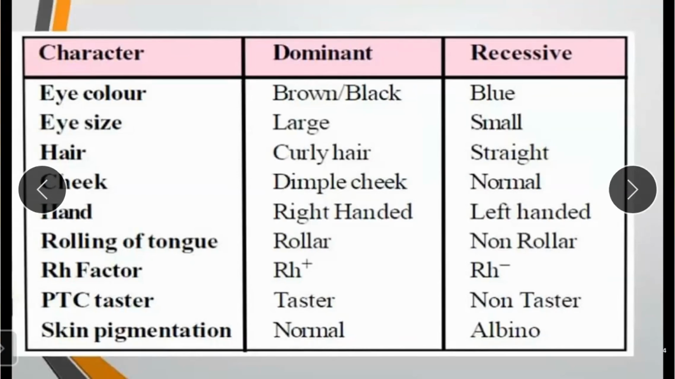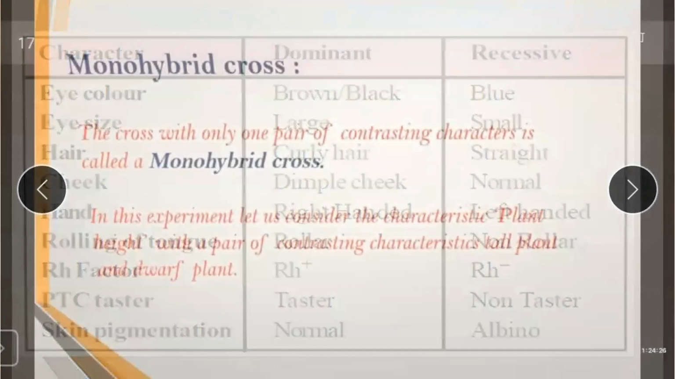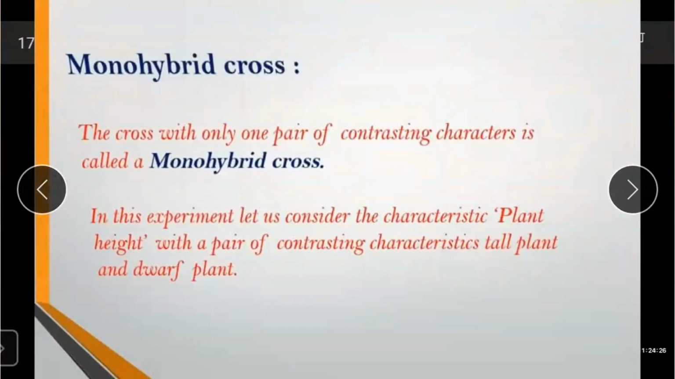Now about skin pigmentation also. Mostly in the dominant case, the skin pigmentation is normal. We can identify these as normal, but some in the recessive are albino. Albino means whose skin color is different. They are mostly whitish, not fair, more white, and look very different. So they come in the recessive. Now you understand what is meant by dominant and recessive characters. Understand up till here? Yes or no, my dear students?